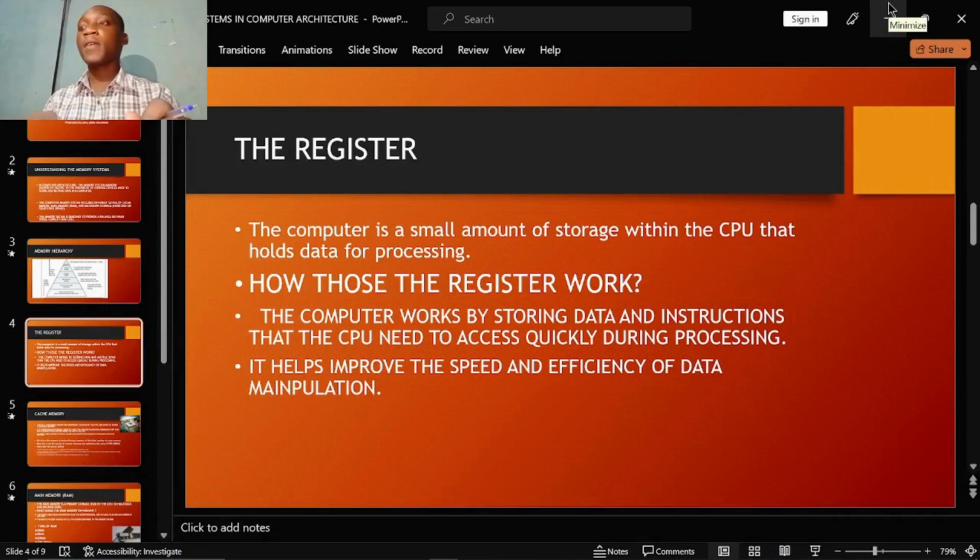The first of the computer hierarchy I would like us to consider is the register. The computer register is a very small and fast memory that is built into the CPU. It holds data for the CPU for processing. How does the register work? There are buffers that store data copied from the main memory so that the processor can fetch the data whenever it needs it. So the register works by storing data and instructions that the CPU needs to access quickly during processing. This process by the register helps to improve the speed and efficiency of data manipulation in the computer system.